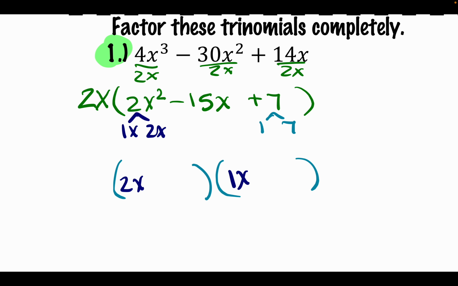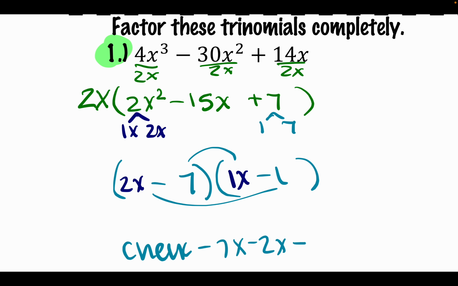Now, we need to have our 7 and our 1. Our final term is positive. Our middle term is negative. So that means they're both going to be negatives. Okay, so let's check. Negative 7x minus 2x gives us negative 9x. Okay, that did not work.